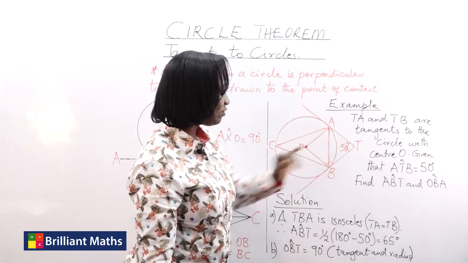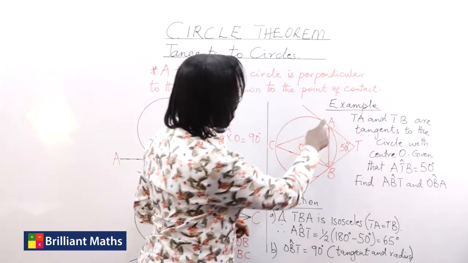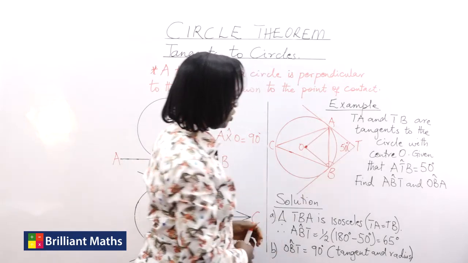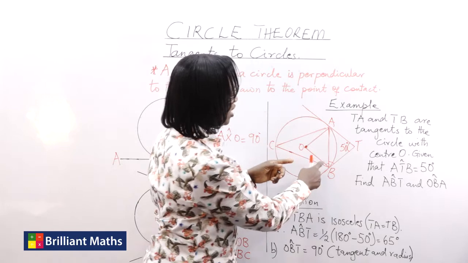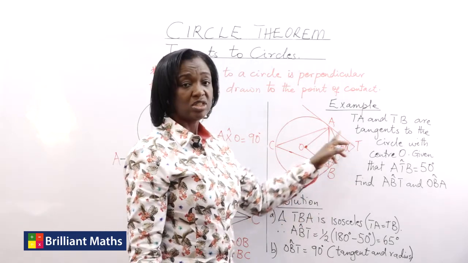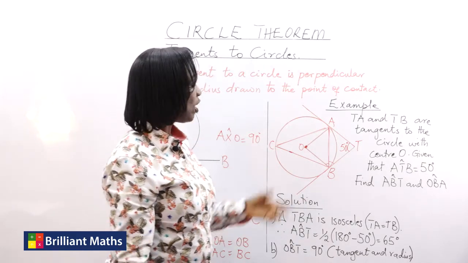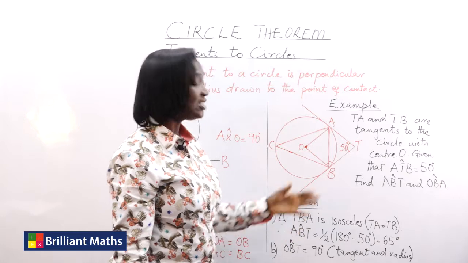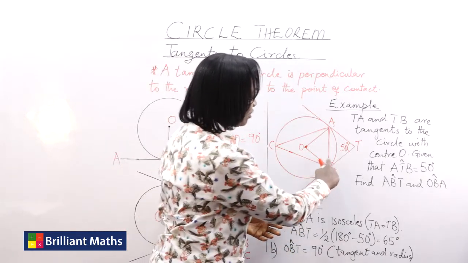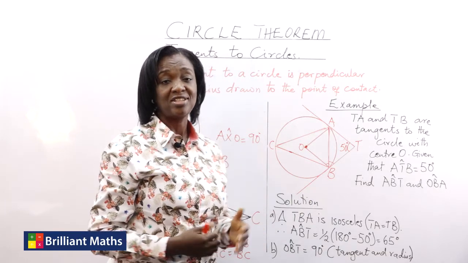So if that angle is 50, then the angle ABT will be half of 180 minus 50. So you subtract 50 from 180, which is the sum of the three angles, and you have 130 degrees. So half of 130 degrees is 65 degrees. So that angle is 65 degrees, and the other angle is also 65 degrees, since it's an isosceles triangle.